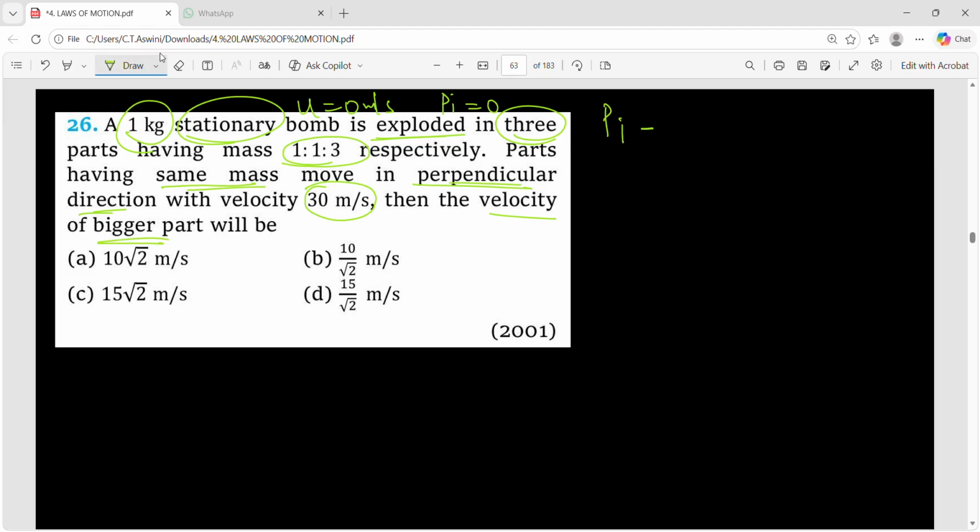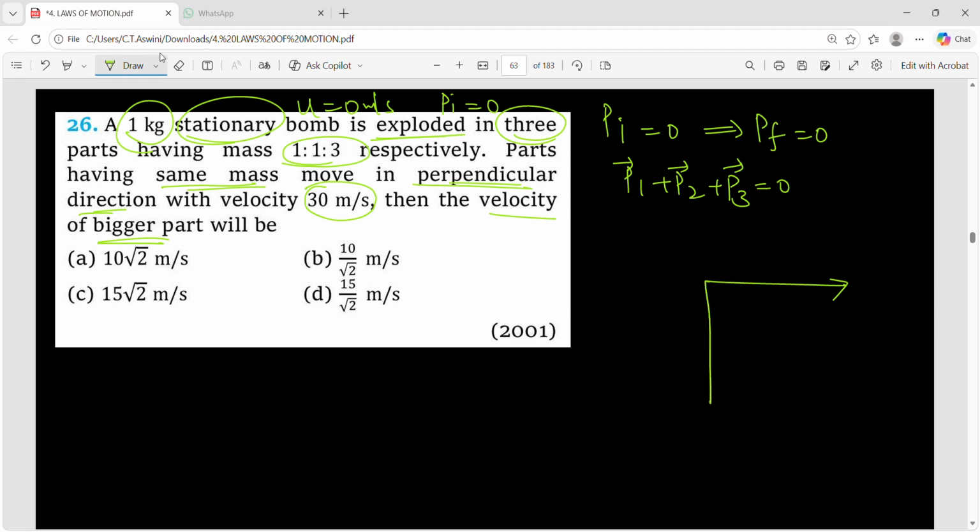See, initially 0. So initial momentum of the system 0. That means the final momentum of the system also has to be 0. It was exploded into 3 parts. That means P1 plus P2 plus P3 must be equal to 0. It was said first one and second one, which are having the same mass. They are moving in perpendicular direction.